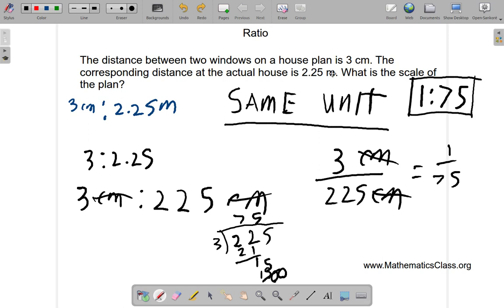So remember, in order for you to compare these two quantities, you must have them in the same units. So you can get the ratio. You can't say 3 divided by 2.25 and say that's a ratio. No. This 3 is in centimeters, the 2.25 is in meters. You must bring both of them to the same unit and then you can divide and compare them, just like we did here.